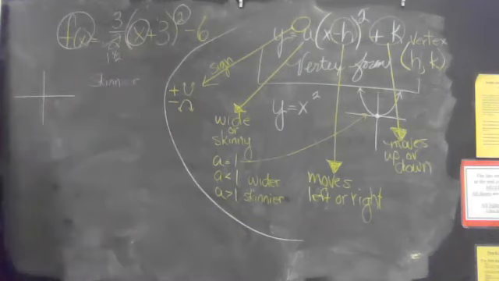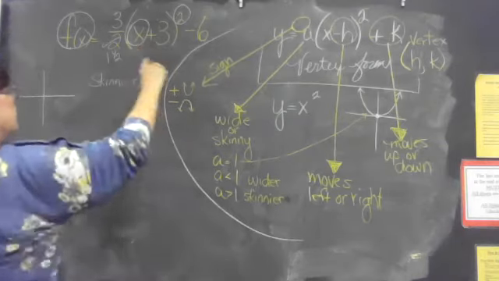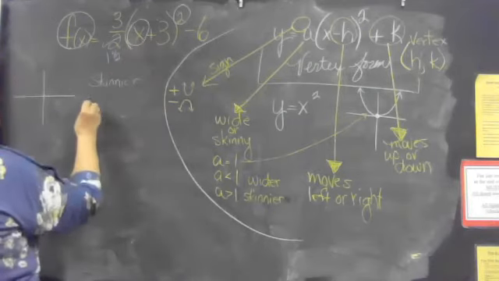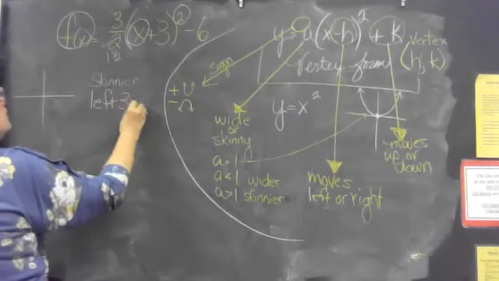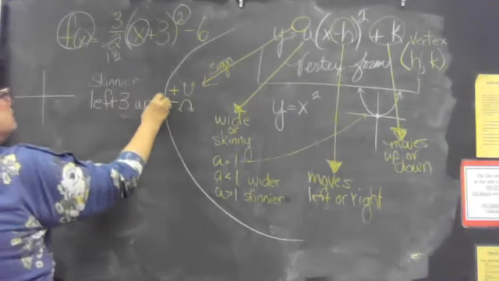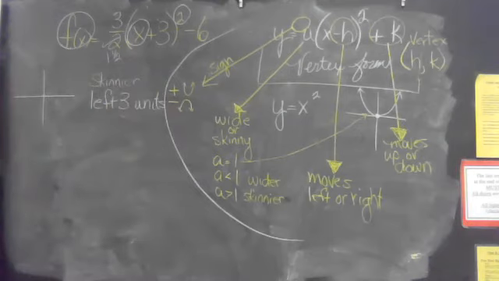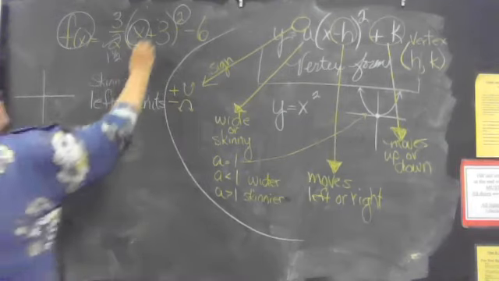Now we have a +3, but he's trapped inside of the parentheses. So which way is this going to move? Left to right. Okay, which way though? It's crazy. Left, because this looks like it would go in the right direction, but he's crazy. So we're going to move the vertex left 3 units. Okay, so we've taken care of that one.